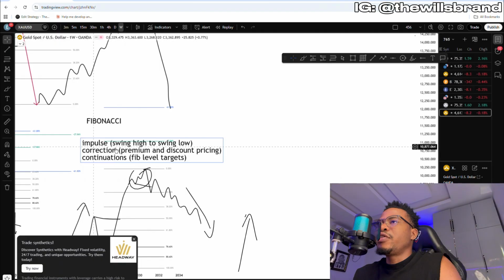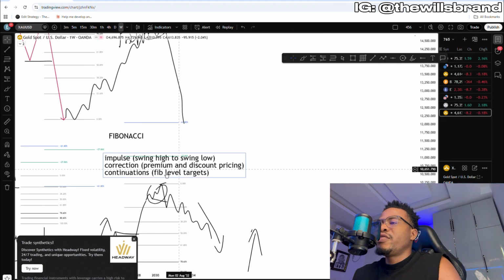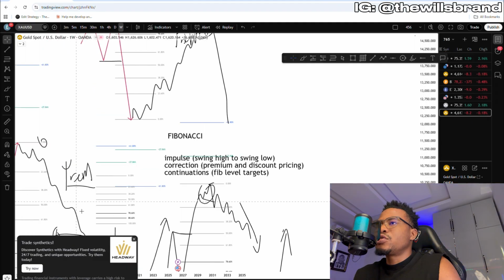Now, this is for the impulse. We've talked about how you mark your fib. You pick from the swing low to the swing high for an uptrend, for a bullish structure. Then for a bearish structure, you pick from the swing high to the swing low. And for the correction, let's talk about the correction now. We've already talked about the premium and discount pricing, how the 50% separates the premium and discount. For buying, you have to wait for price to come to discount levels before you buy. Then for a bearish structure, you have to wait for price to come to the premium level before you sell.